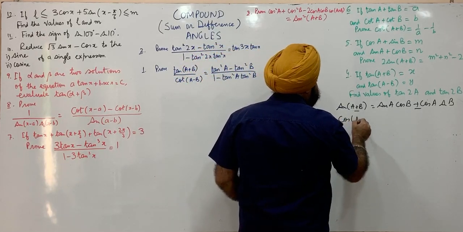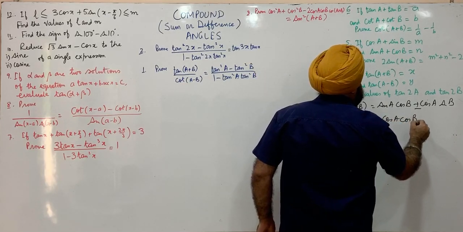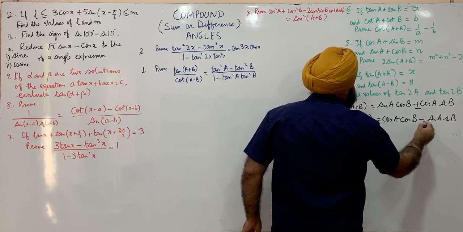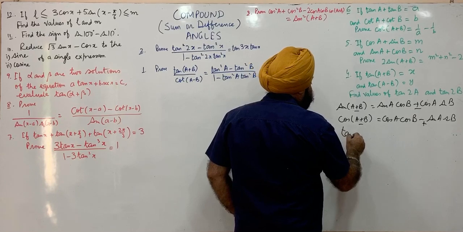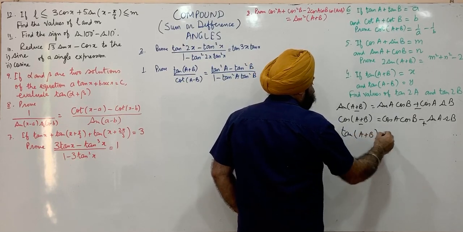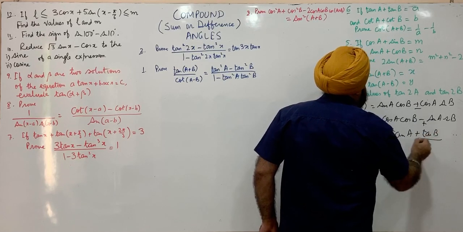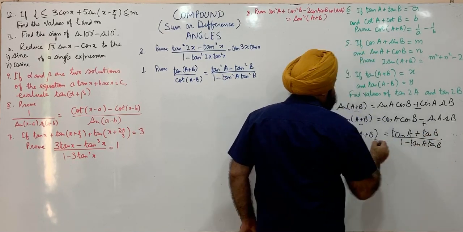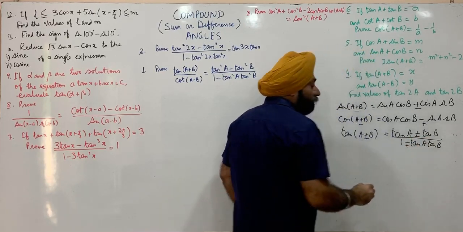Second formula, that is cos of A plus B, is cos A cos B minus sin A sin B. Minus sign here, then plus sign on the right hand side. Third is for tan A plus B, that is tan A plus tan B upon 1 minus tan A into tan B. And in case minus sign here, then minus sign here and plus sign here.